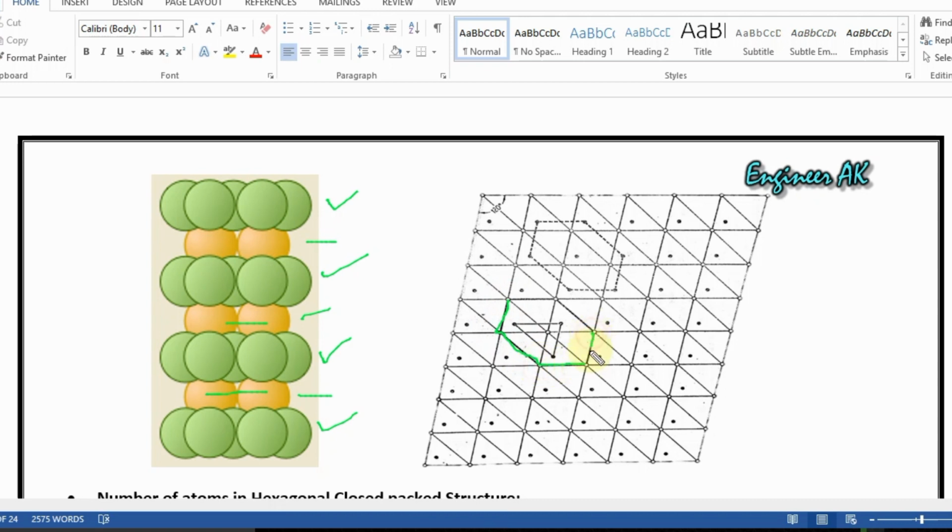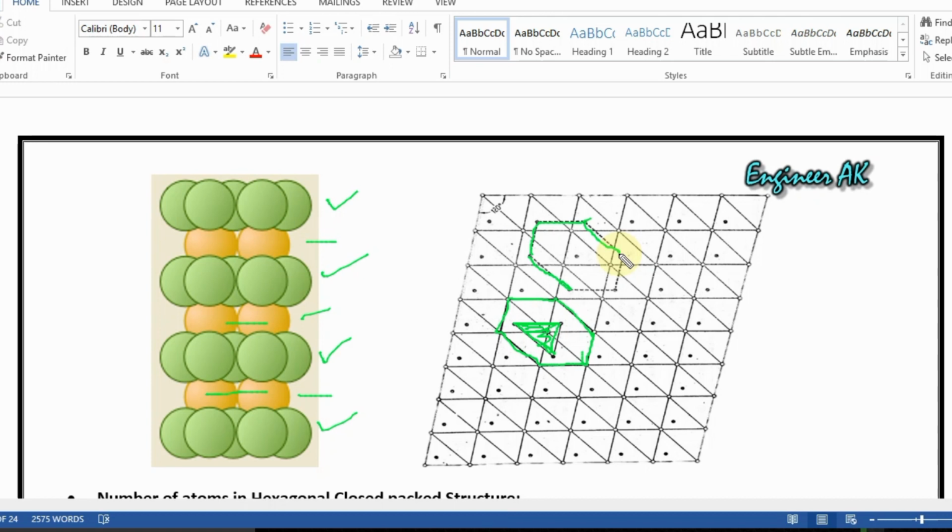If I draw it, right, this is the one plane, and these are the central 3 atoms that I have discussed above, right? And this is the other plane above these 3 atoms.